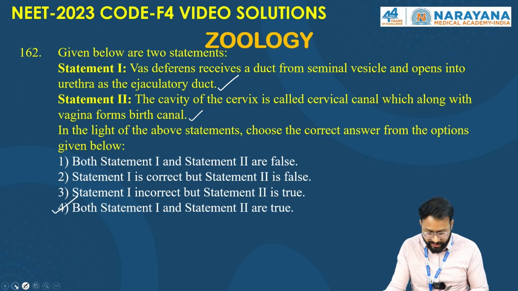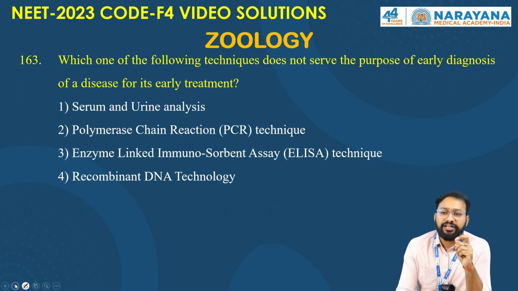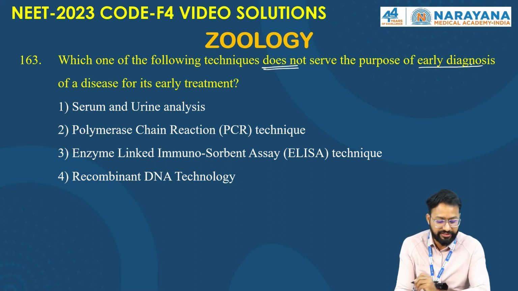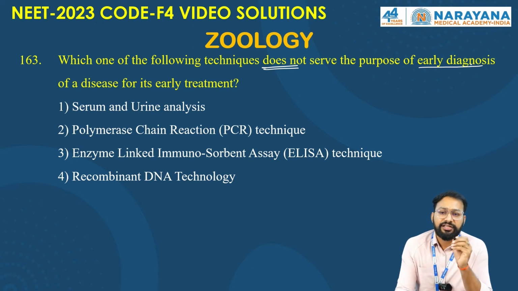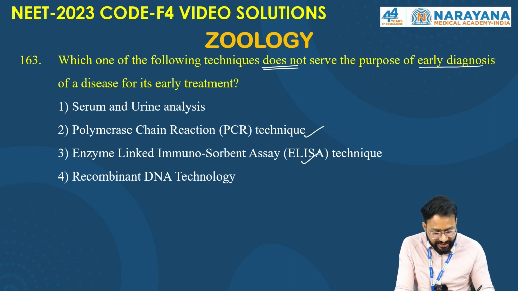Okay. Next, question number 163. It is related to the applications of biotechnology. Which one of the following techniques does not serve the purpose of early diagnosis of a disease, for its early treatment? Early diagnosis can be done with the help of modern techniques: PCR, ELISA, as well as rDNA technology. These are modern techniques.